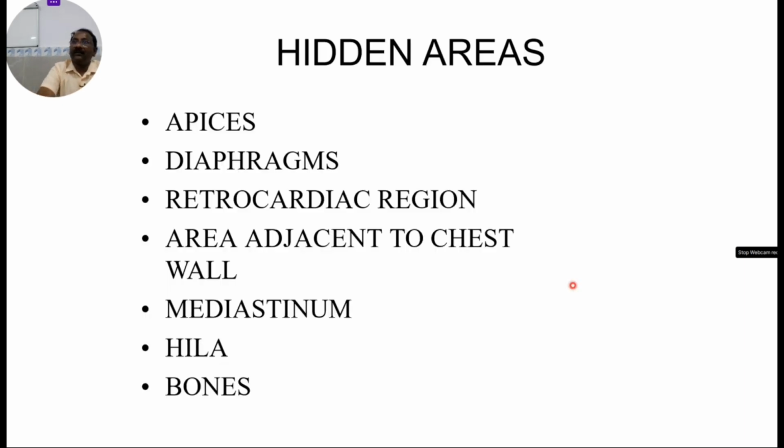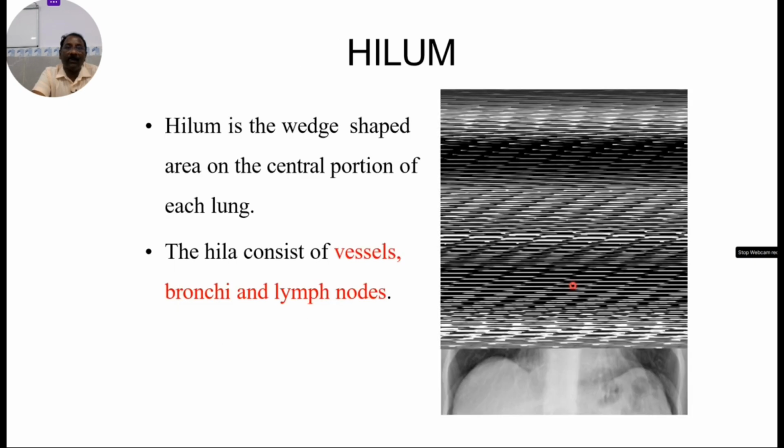Now the hidden areas. In the apices, usually you don't find the total area of the apices unless we ask the fellow to get the apical view. Diaphragms, retrocardiac region, area adjacent to the chest wall, mediastinum, hila, and the bones. So as a good physician, you have to concentrate on these hidden areas also: apices, diaphragm, retrocardiac region, area adjacent to the chest wall, mediastinum, hilum, and finally bones. That includes your ribs, clavicle, and scapula.